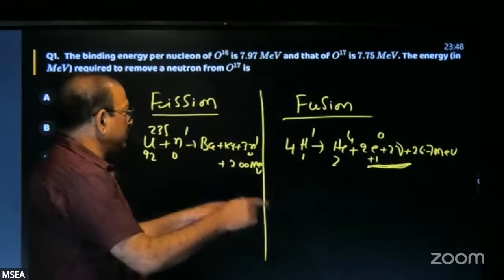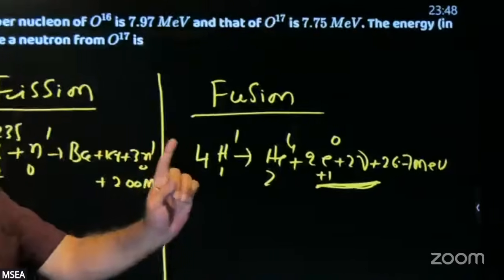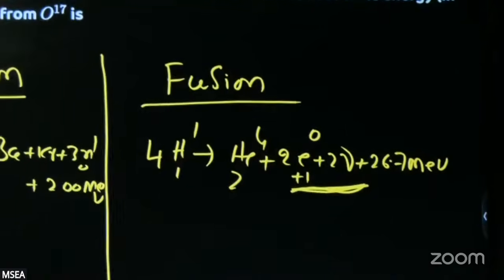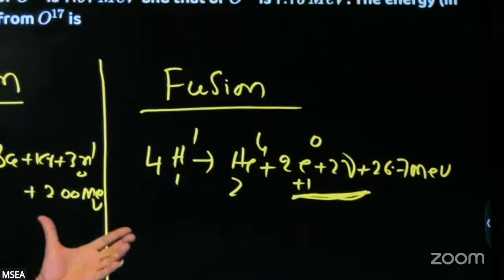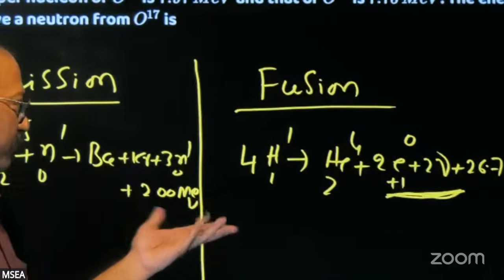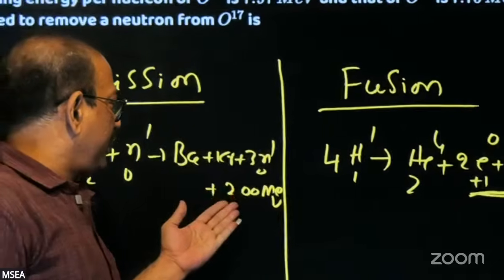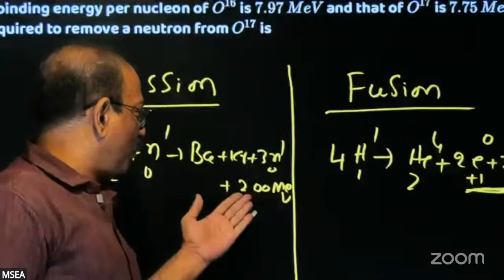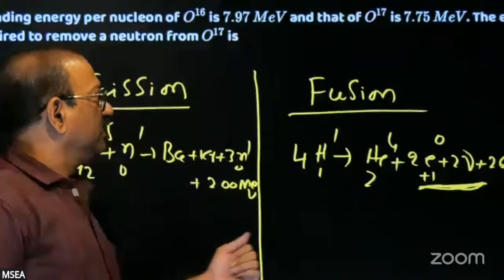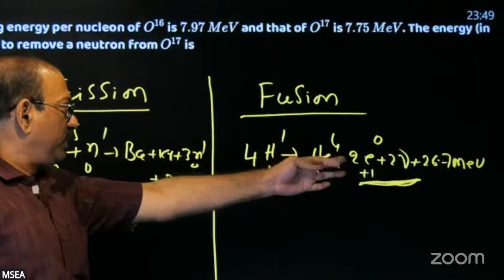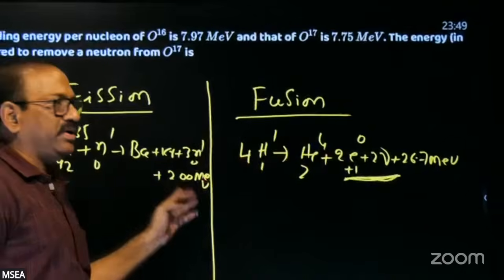And the energy released in one fission reaction versus one fusion reaction: if you observe, the energy released in one reaction is more in fission, less in fusion. 26.7 there, 200 here.